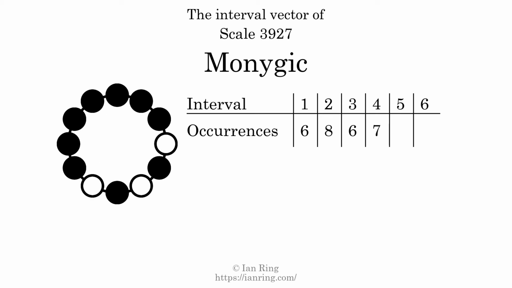There are 7 intervals with the size of 4 semitones. They are here, here, here, here, here, here, and here. There are 6 intervals with the size of 5 semitones. They are here, here, here, here, here, and here. There are 3 intervals with the size of 6 semitones. They are here, here, and here. Each interval does not appear in this scale a unique number of times, so this is not a deep scale.